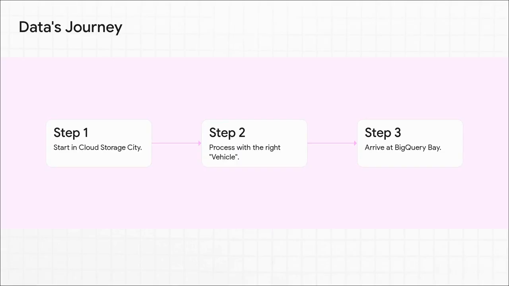And here's what that trip usually looks like. It almost always kicks off in, let's call it, Cloud Storage City. This is where all your raw files are just hanging out. The grand finale? That's BigQuery Bay, where your data is all cleaned up, structured, and ready to give you some amazing insights. But that bit in the middle, that's step 2, that's the actual journey. That's the processing step, the vehicle that does all the hard work. And that is what we are focusing on today.